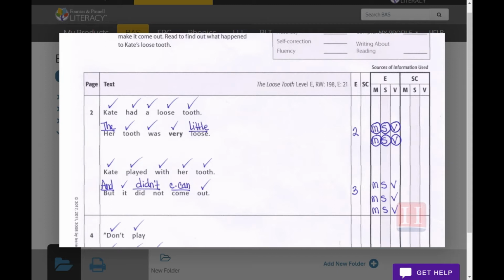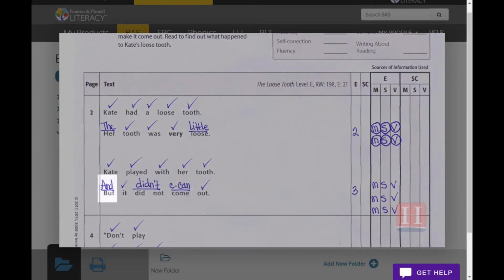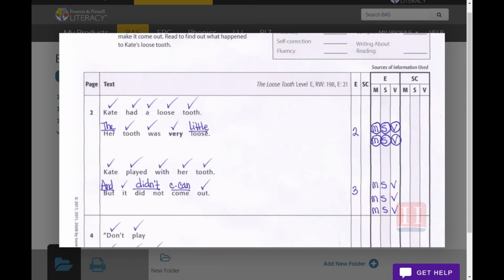On page 2, line 4, other substitutions were made. First, he substituted "and" for "but." Read up to and include that word. "Katie played with her tooth, and..." Would that error make sense in the story?